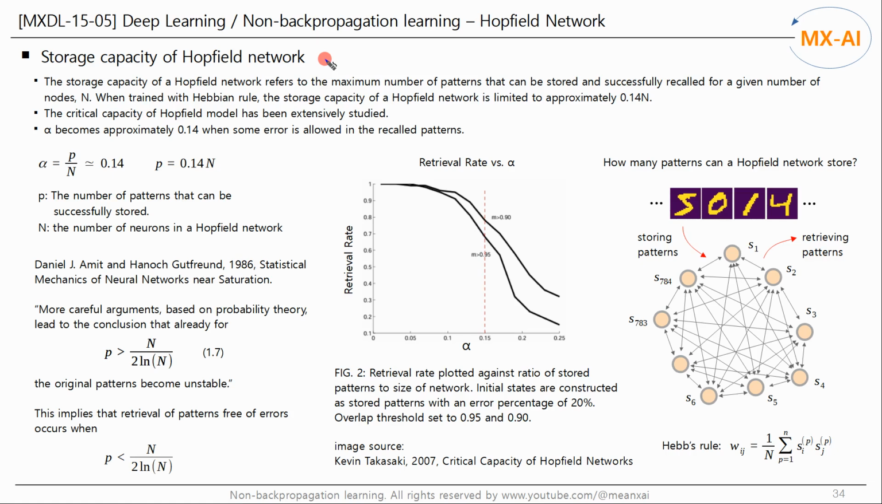Now let's look at the storage capacity of the Hopfield network. The storage capacity of a Hopfield network refers to the maximum number of patterns that can be stored and successfully recalled for a given number of neurons, n. When trained with the Hebbian rule, the storage capacity of a Hopfield network is limited to approximately 0.14 n.